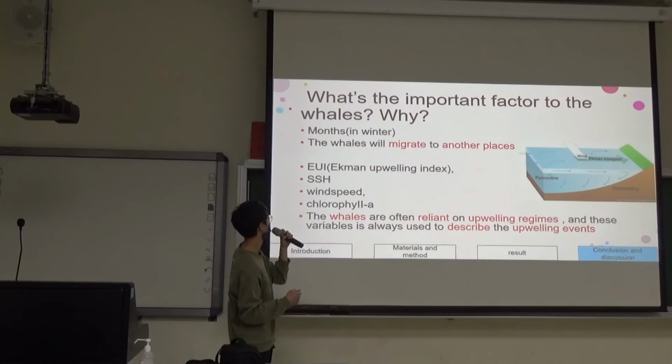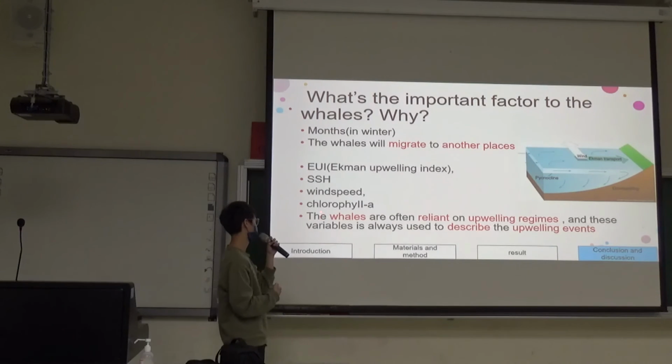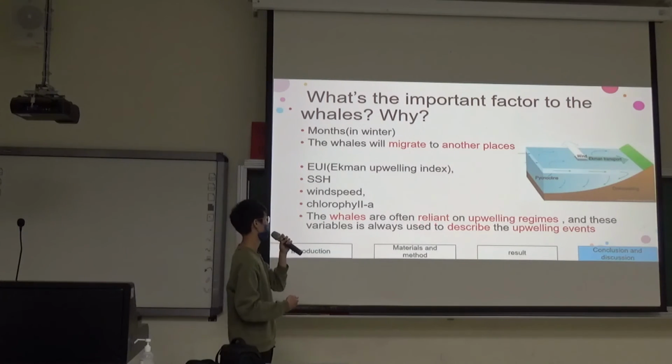And what are the important factors for the whales and why? Month plays the most important role for the whales, because the whales migrate to other places. And UI, SSH, wind speed, and chlorophyll A also play an important role. And does it make sense? Yes. The whales often rely on upwelling regions. And this variable is always used to describe upwelling events.